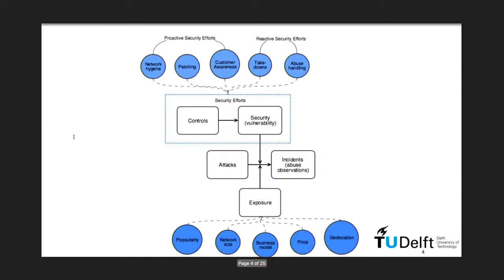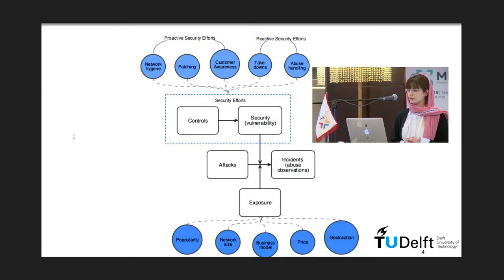So this is what we did in a nutshell. We know that in order to have security in place or to reduce vulnerability, you have to have certain controls in place. If you don't have these controls in place, a potential attack can become an incident. In the rest of this presentation, I call them abuse observations. How an attack becomes an incident can be derived from your controls, or can just be an artifact of your network. If you are a big hosting provider, you can attract more attacks just because you have more websites or more servers.